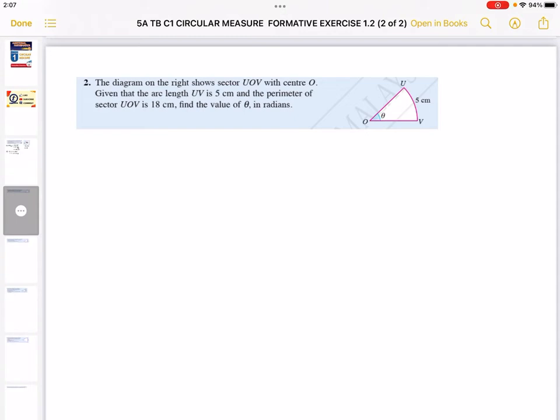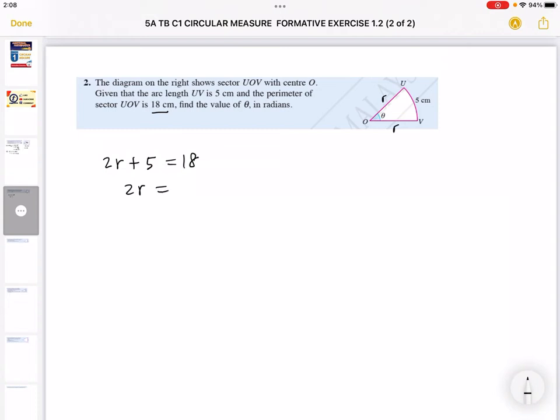Now if you are given the perimeter, well, we do not know the radius. So we can actually assign the symbol R to represent the radius. Since I know the perimeter is 18, we can add them up. R plus R is 2R plus 5. The result is 18. So 2R equals 18 minus 5, which is 13. 13 divided by 2, 6.5 cm. So you need to find the radius first.